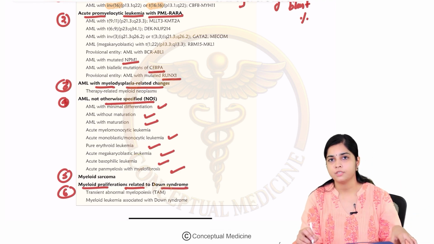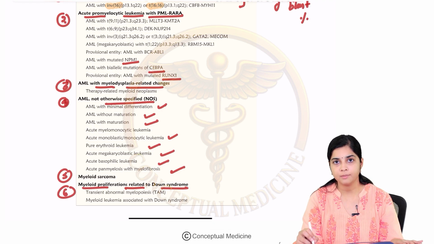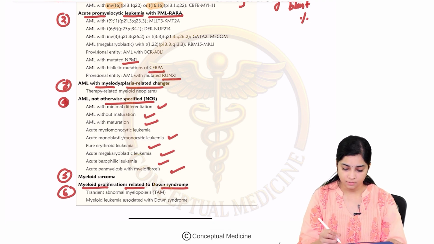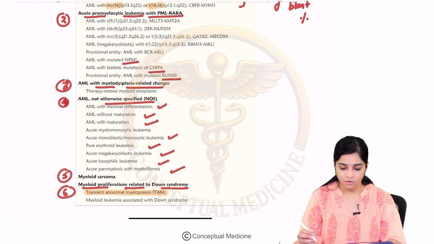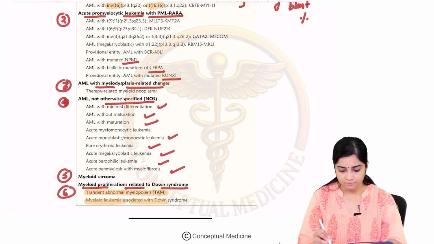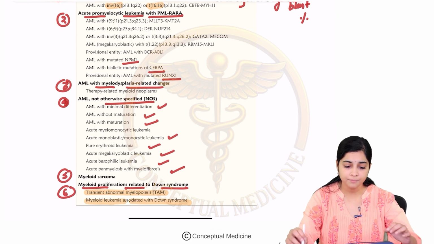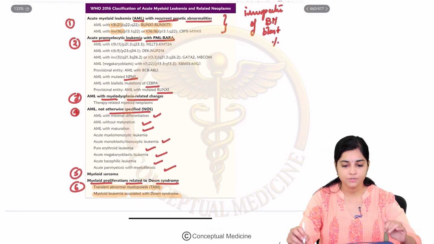So most of the patients with Down syndrome have a predisposition to AML. The most common defect in Down syndrome is TAM, or a transient abnormal myelopoiesis, or you can have myeloid leukemia with Down syndrome as well. Okay. So this is about the WHO classification.